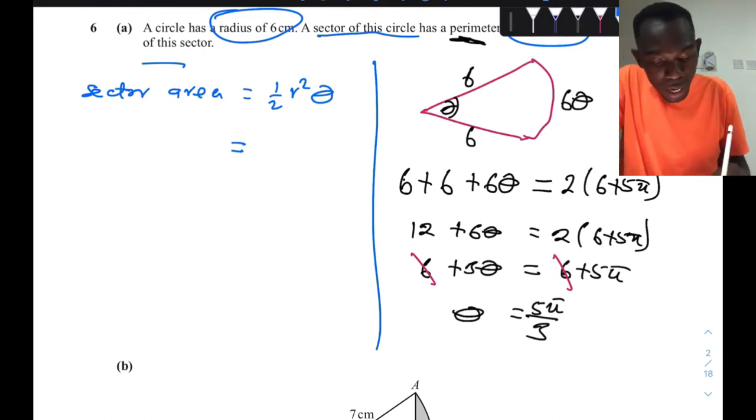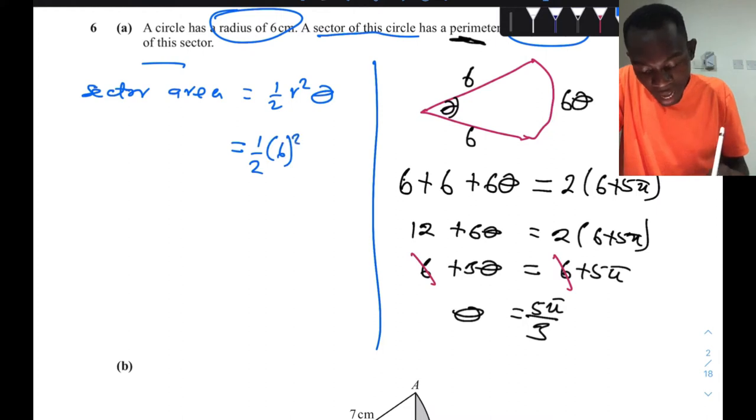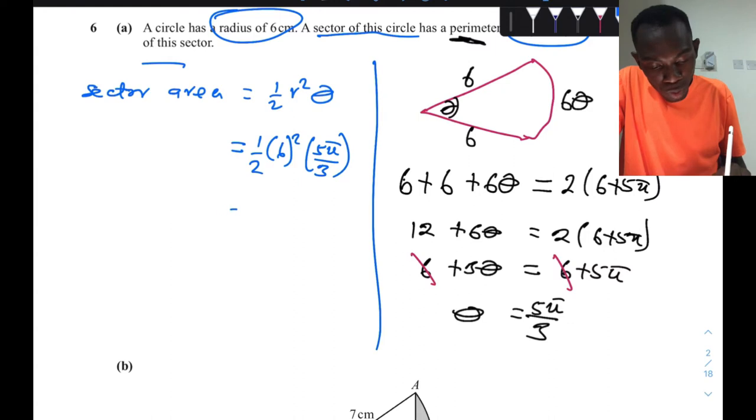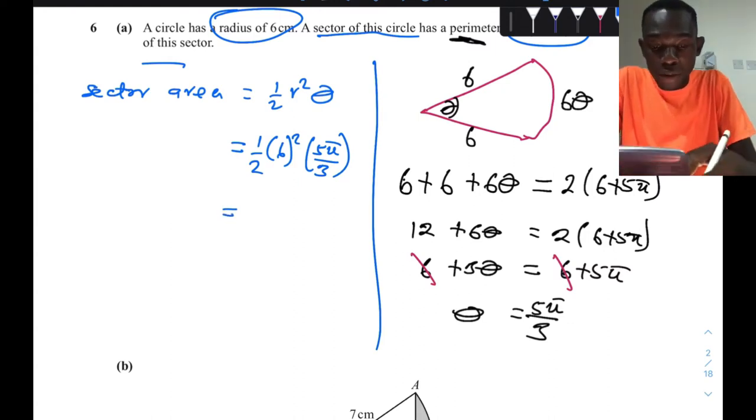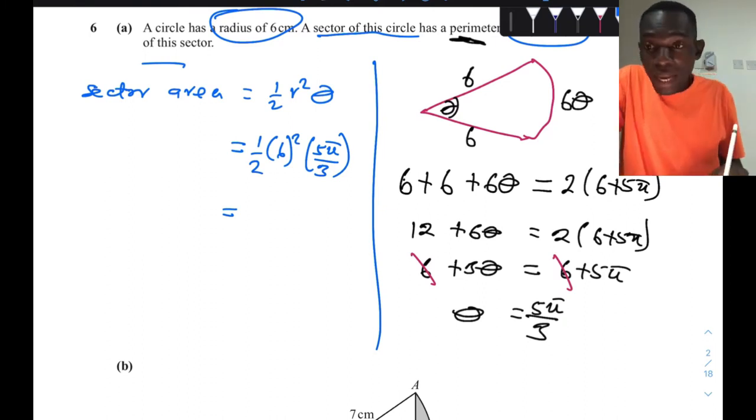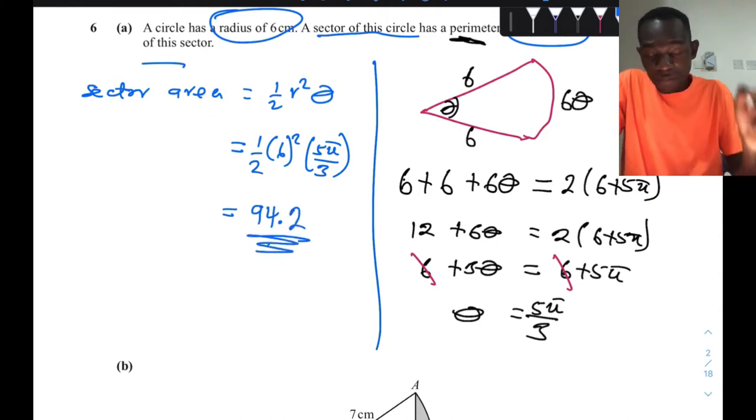Let's do it. So we have half, the radius is 6 squared, and the angle is 5π on 3. So now you can just put everything on the calculator and we're good to go. So 0.5 times 6 squared, which is 36, times 5π over 3, and that gives you 30π, which is 94.2, to 3 significant figures.